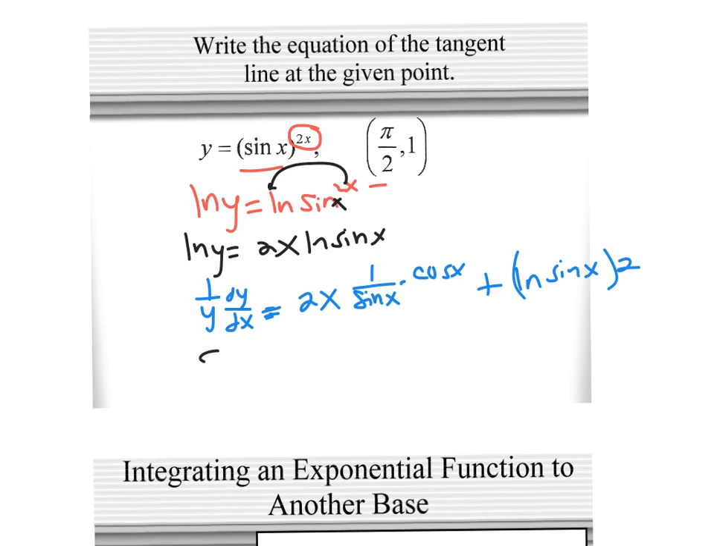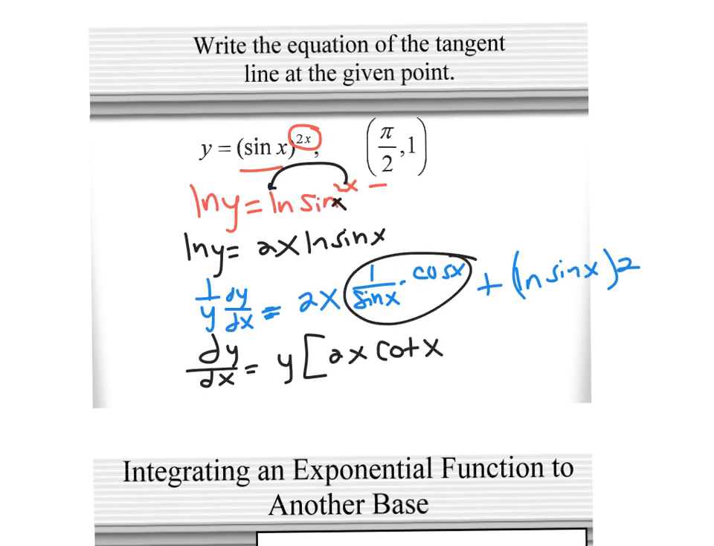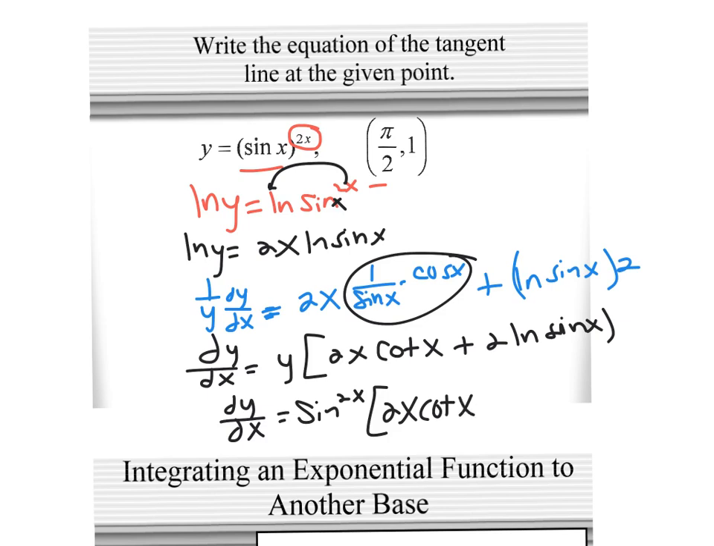Move that y over. Okay, and then sub back in. So let's do 2x, cosine over sine is really cotangent, plus 2 ln sine of x. Okay, and then you can just sub back in y. And I forgot that we still have to find the slope, so hopefully you have more room. So sine of x to the 2x times 2x cotangent of x plus 2 ln sine of x.